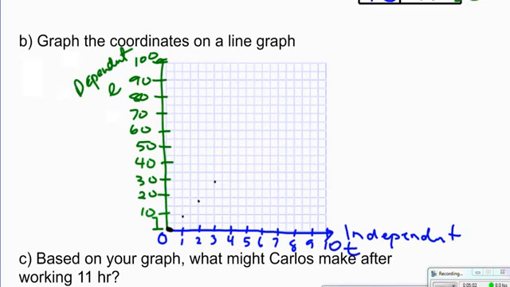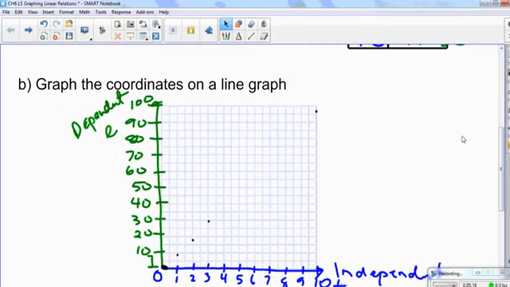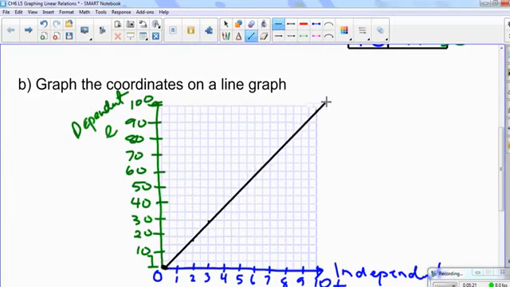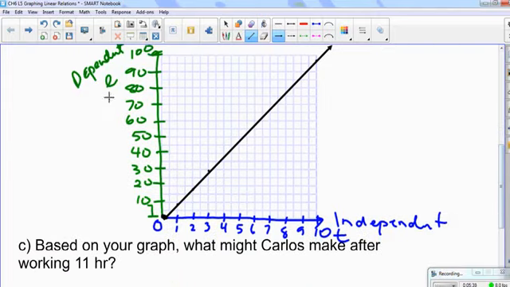Etc., etc., etc. I hope you notice that it is making a straight line. If we go to 10, and we had 97.50, so 10, 95, 97.50 should be up there. So I'm going to grab a ruler, and we're going to connect the dots. Okay, and I'm actually going to put a line with an arrow, right? Because this could keep going. Potentially he could work more than 10 hours, I hope. Okay, so there's our line.